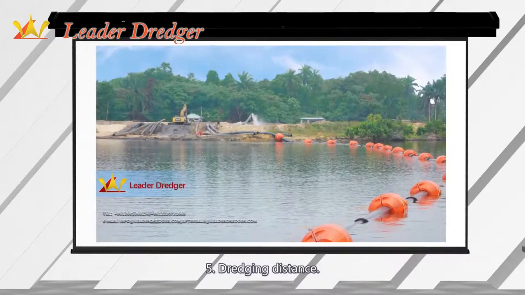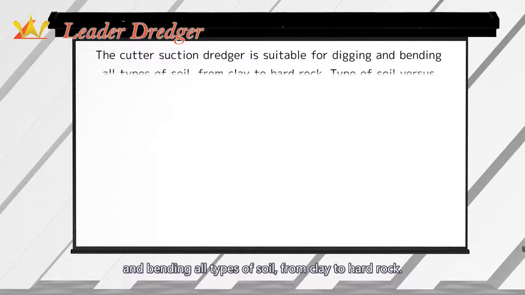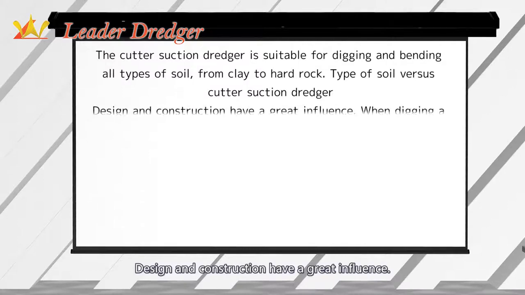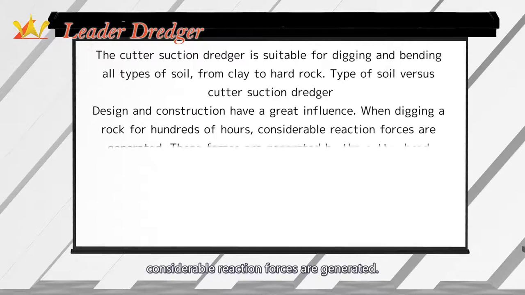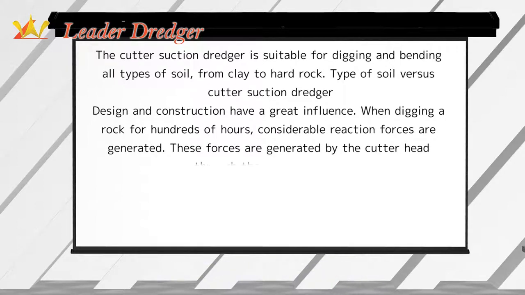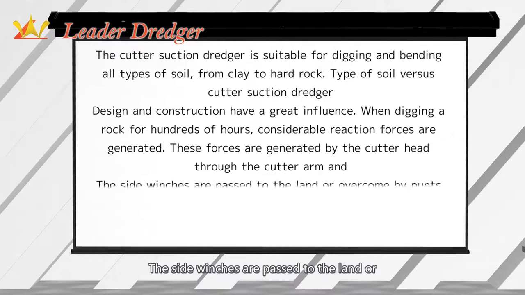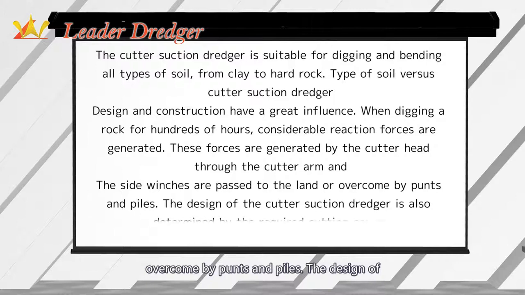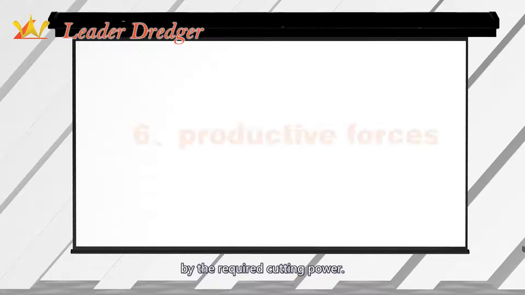5. Dredging distance. The cutter suction dredger is suitable for digging all types of soil, from clay to hard rock. The type of soil has a great influence on the design and construction of the cutter suction dredger. When digging rock for hundreds of hours, considerable reaction forces are generated. These forces are generated by the cutter head through the cutter arm, and the side winches pass them to the land or they are overcome by punts and piles. The design of the cutter suction dredger is also determined by the required cutting power.